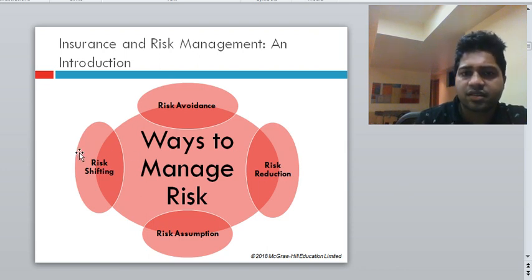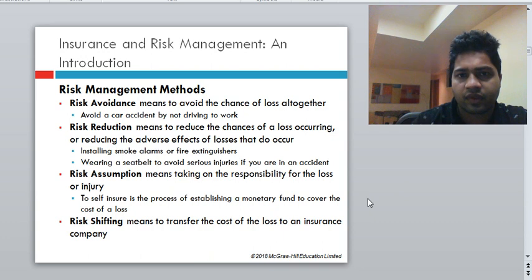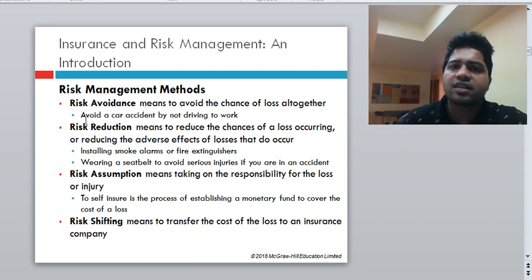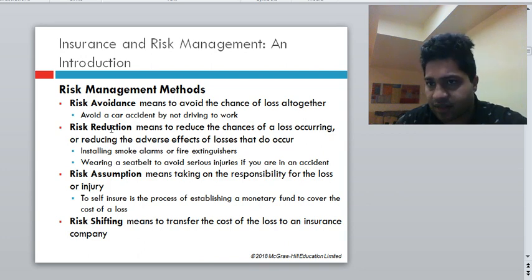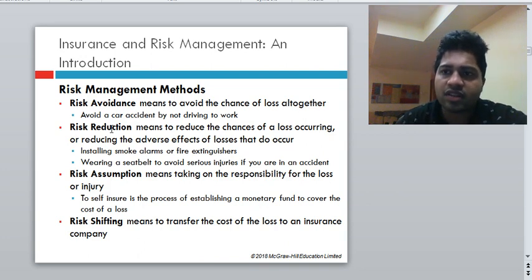Ways to manage risk: risk shifting, risk assumption, risk reduction, and risk avoidance. So we'll go one by one. Risk avoidance means to avoid the chance of loss altogether. For example, there is a chance that when you drive a car you will meet with an accident. So risk avoidance means do not drive at all.